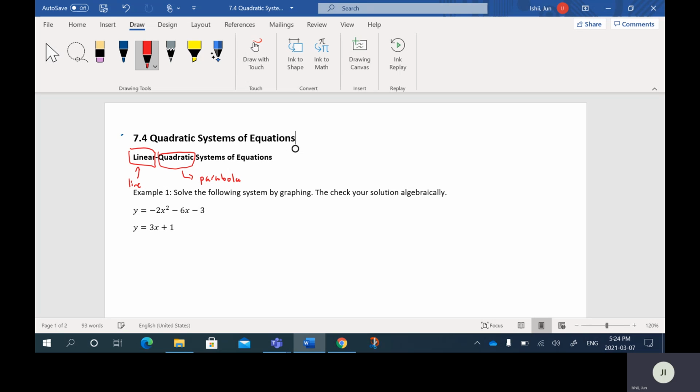Okay, so the first type we're going to look at here is what they call a linear quadratic system. In other words, one graph will give you a line, one graph will give you a parabola, and we're going to solve it by graphing. Then we're going to check your solution algebraically.